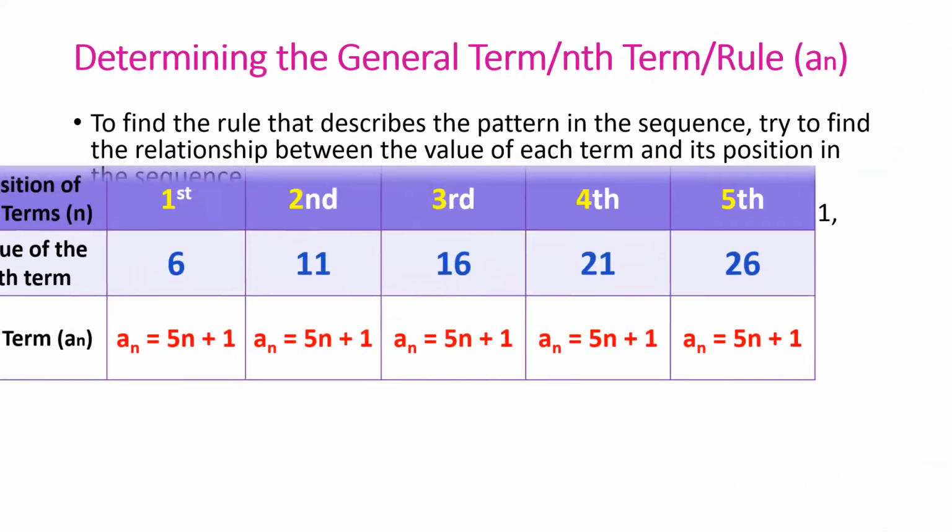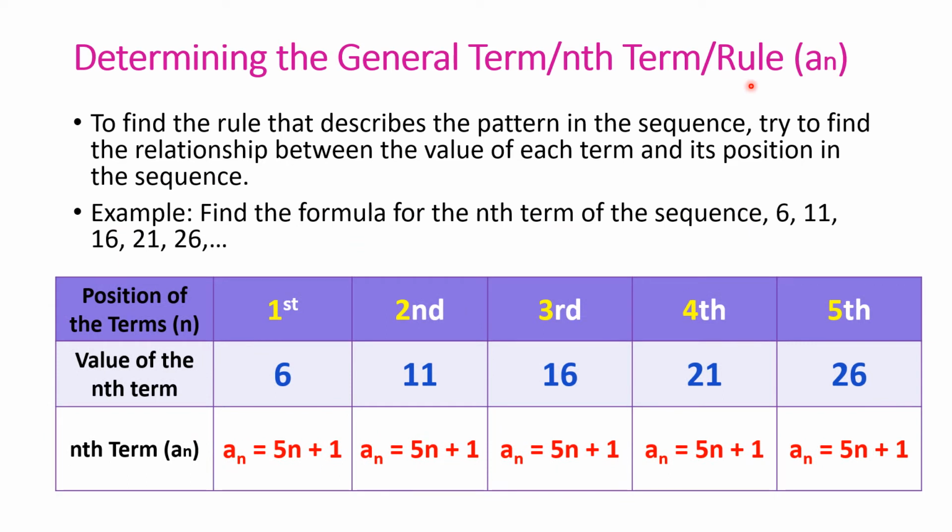Determining the general term or nth term or rule of a sequence denoted by a sub n. Now, to find the rule that describes the pattern in the sequence, try to find the relationship between the value of each term and its position in the sequence. So kung kanina ibinigay sa atin ang n-term formula, hahanapin natin yung terms sa isang sequence, ngayon naman kabaliktaran. Ibibigay sa atin ang value ng bawat term sa sequence, tayo naman ang magpo-formulate ng n-term formula.